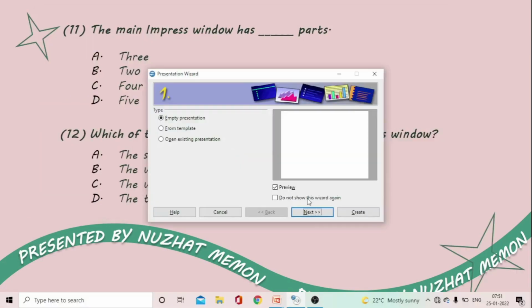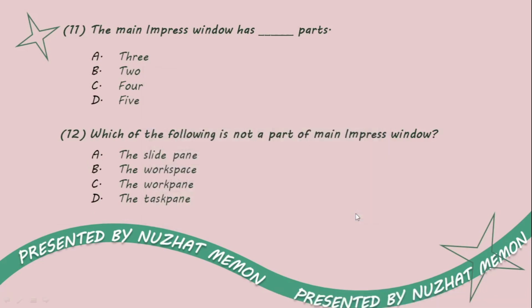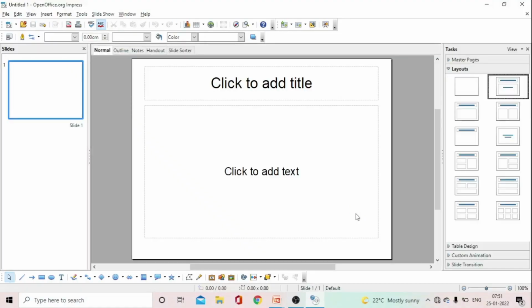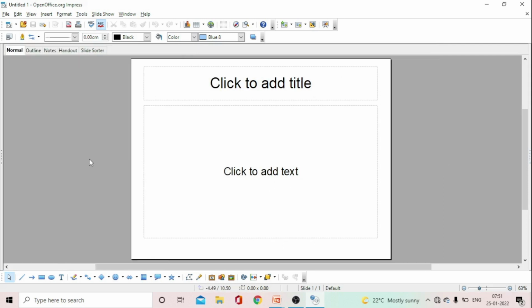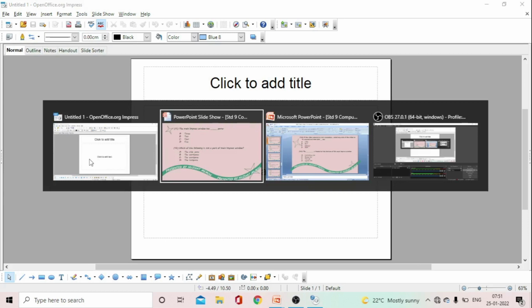Let us see it practically also. So here I'll click next and then I'll just create simply. So yes, this is our interface to Impress. So this is known as task pane, and this is known as slides pane, and this is our workspace, and these are hide and show markers which will help you to increase the workspace area. Yeah, now let's move to our next questions.